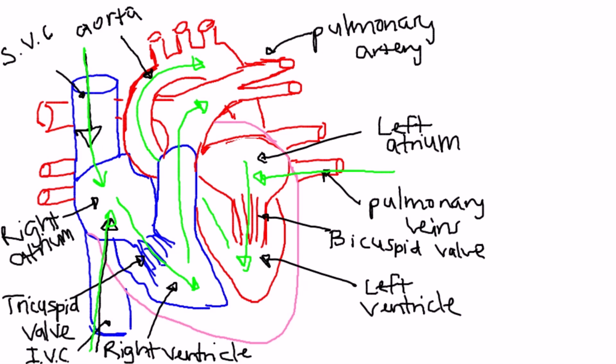Now, something else that is interesting to know is that the muscles on the left side of the heart are actually thicker and stronger than the right side. And a reason for that is that the left side of the heart is what's responsible for pumping oxygenated blood to the rest of the body.